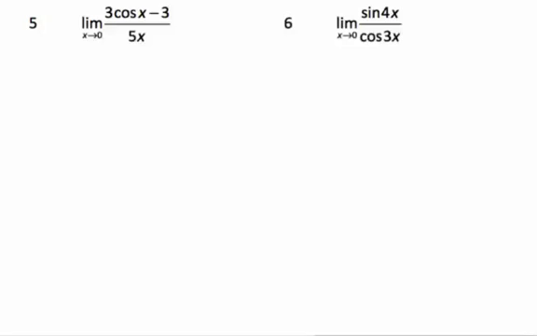So now for these last two examples, number 5 looks a little bit like limit 5. We had cos x minus 1 on top and x on the bottom. We can create that cos x minus 1 if we factor out a 3. Let's try to make that look a little nicer there.